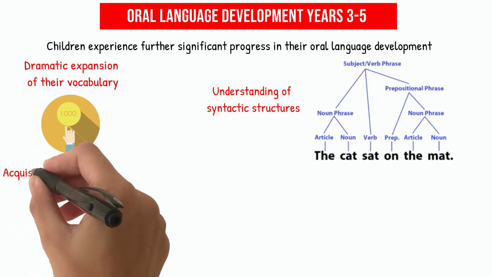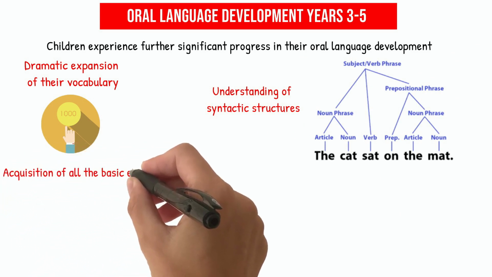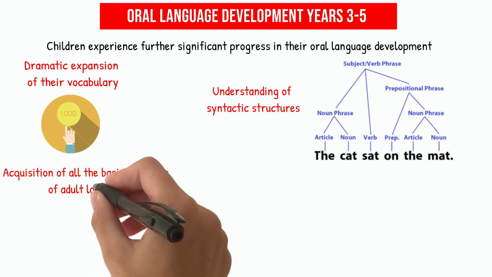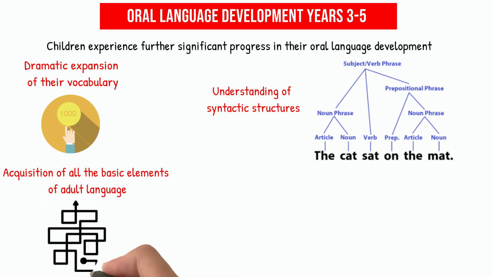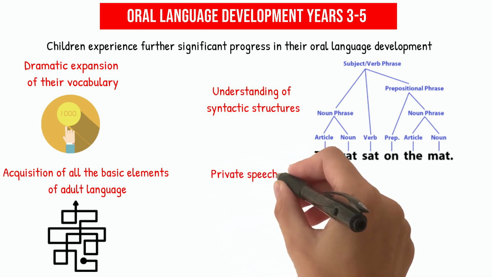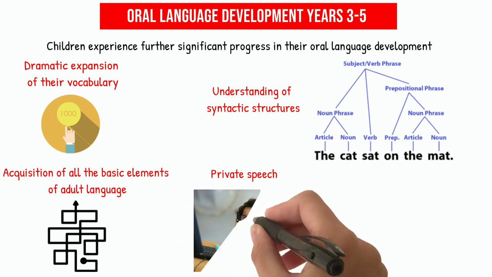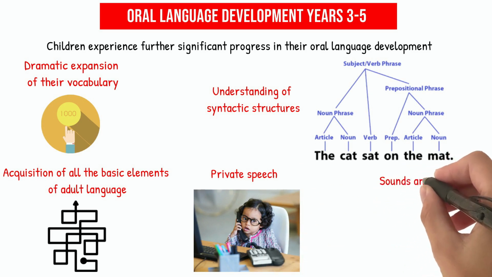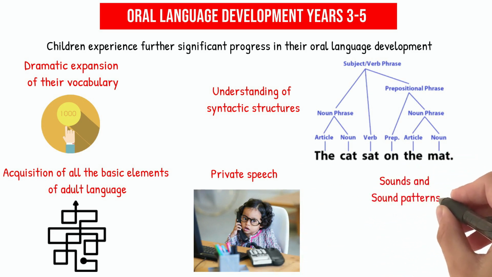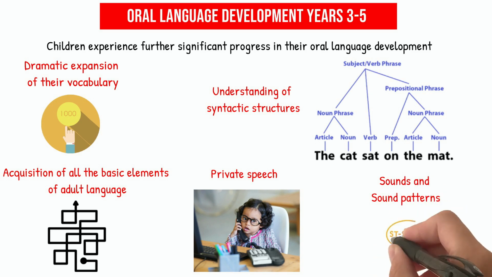The acquisition of all the basic elements of adult language by the age of 4, including the ability to form complex sentences and use language in social contexts. The development of private speech, which is the use of language to regulate one's own behavior and thoughts. Continued development of phonological awareness, which involves understanding the sounds and sound patterns of language.